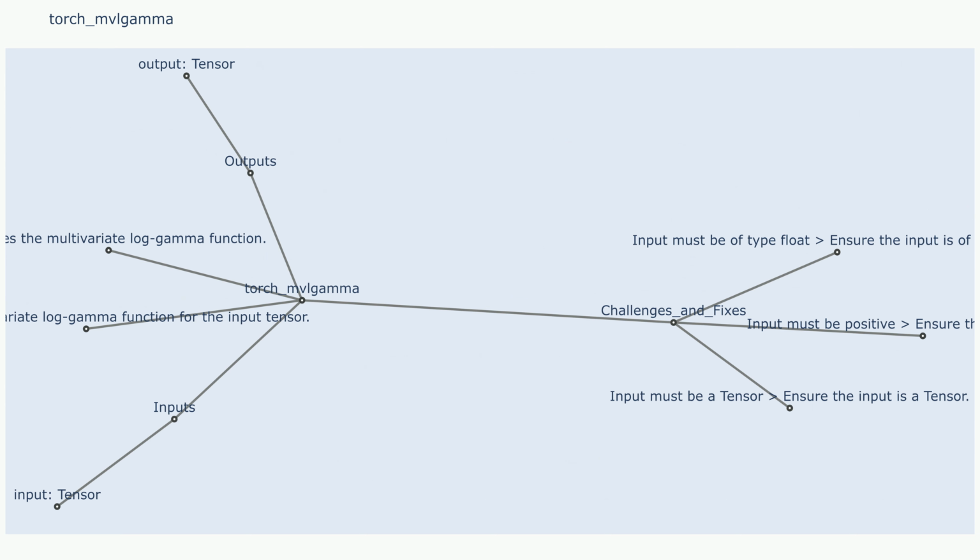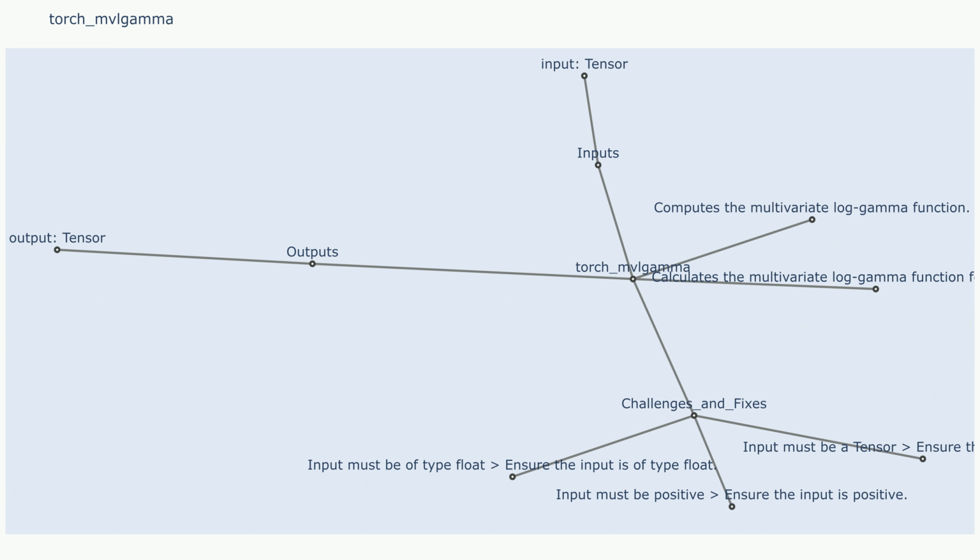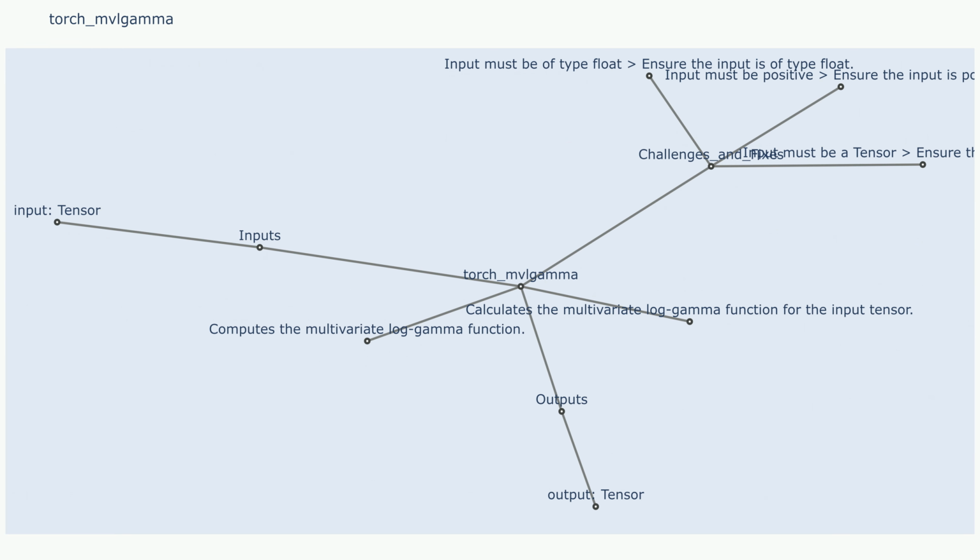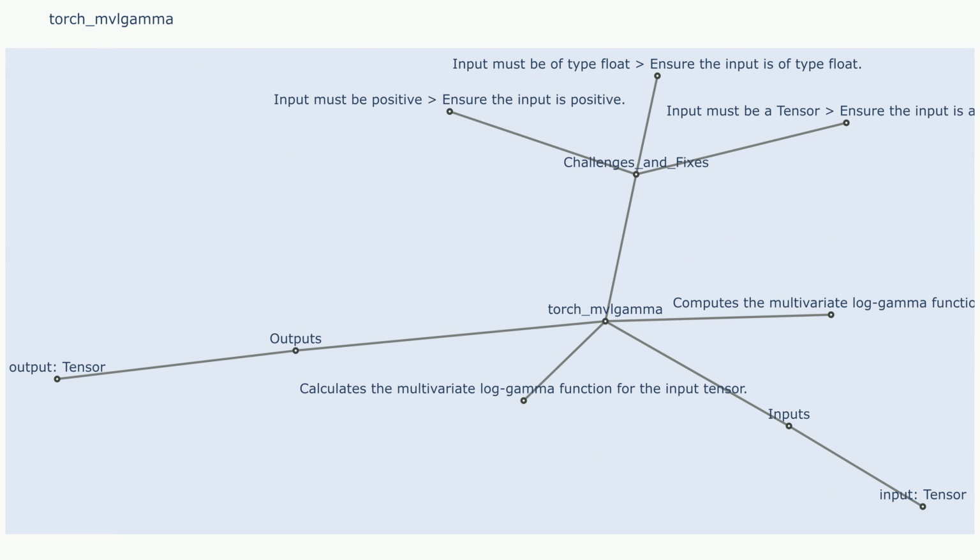Challenge 2: p must be a scalar tensor representing an integer. Otherwise it will raise a value error. Sample use case that resulted in challenge 2: torch.mvlgamma(torch.tensor([1, 2, 3]), torch.tensor(2.5)). Fixes to challenge 2: ensure that the input p is an integer.